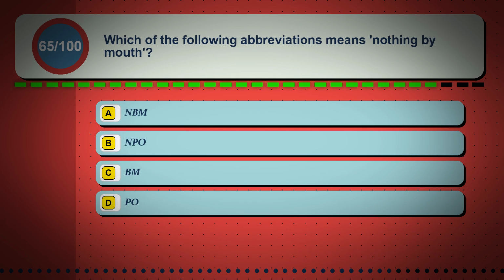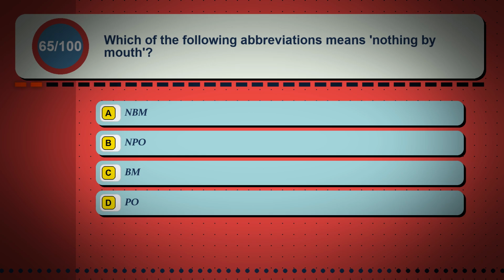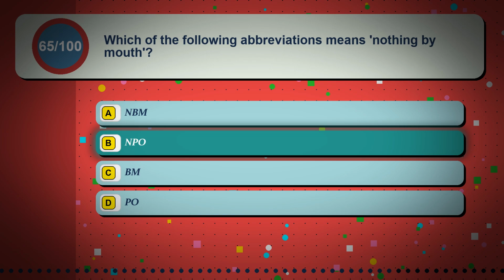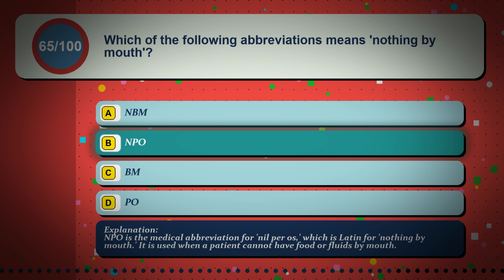Question 65. Which of the following abbreviations means nothing by mouth? Option A, NBM. Option B, NPO. Option C, BM. Option D, PA. The correct answer is option B, NPO. NPO is the medical abbreviation for nil per os, which is Latin for nothing by mouth. It is used when a patient cannot have food or fluids by mouth.